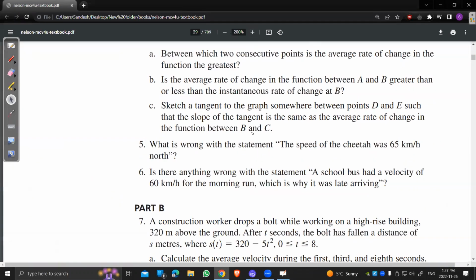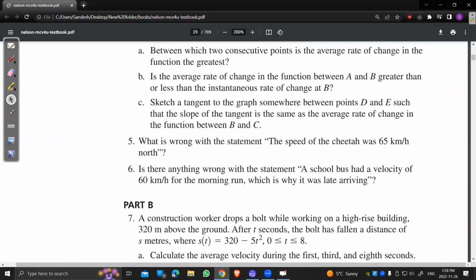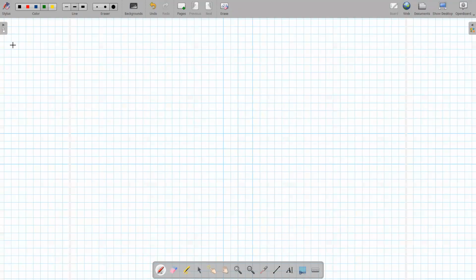Okay, look at question 5. What is wrong with this statement? The speed of the cheetah was 65 kilometers per hour north. That's velocity. Why is it velocity? Because there's a direction. Read number 6. Is there anything wrong with this statement? That's just speed, not velocity. Exactly. So that's a cute little difference between speed and velocity.